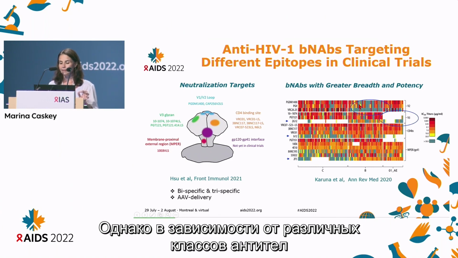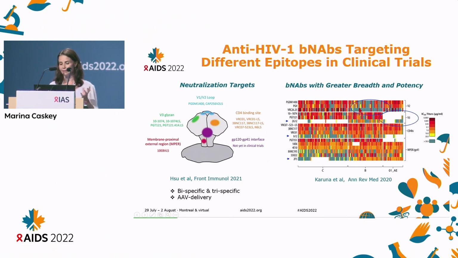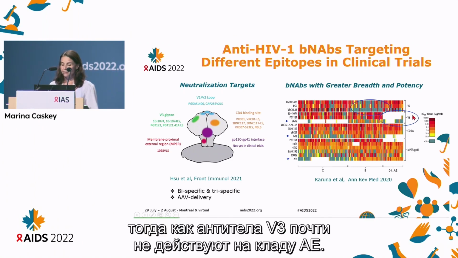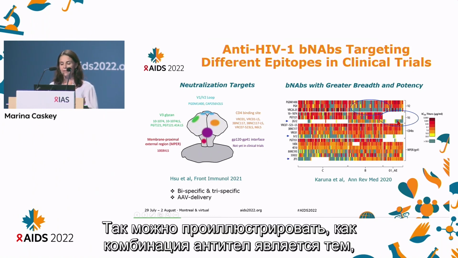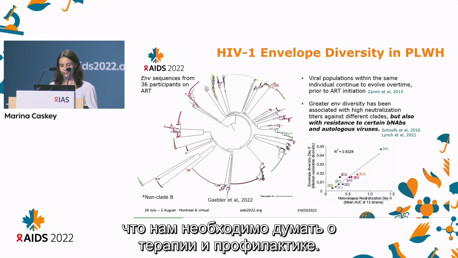However, depending on the different classes of antibodies, they have different activities against different clades. For example, V2 antibodies are not as broad against clade B, whereas V3 antibodies almost have no activity against clade AE. So this is a way to illustrate how really a combination of antibodies is what we need to think about for both therapy and prevention.